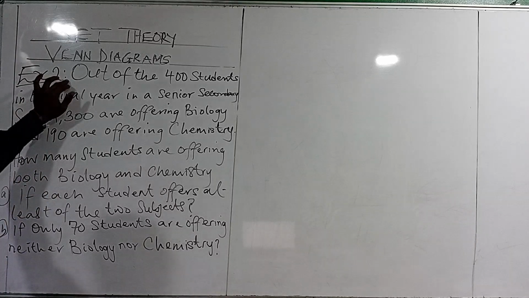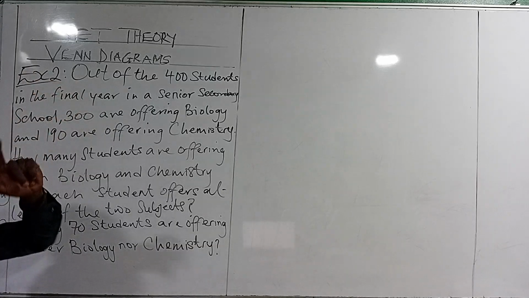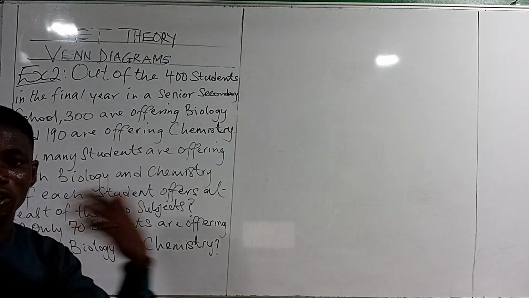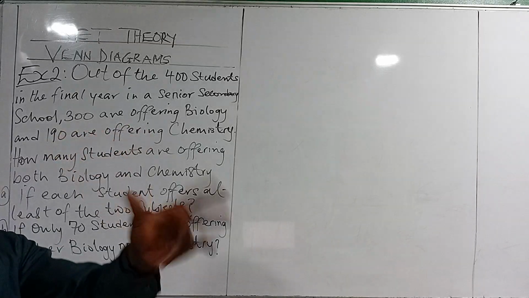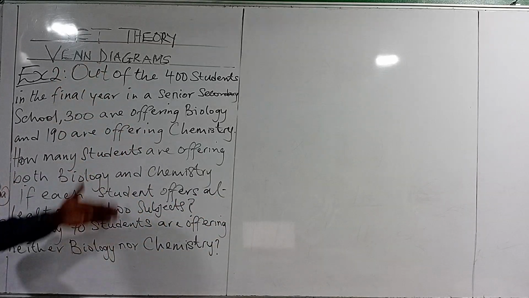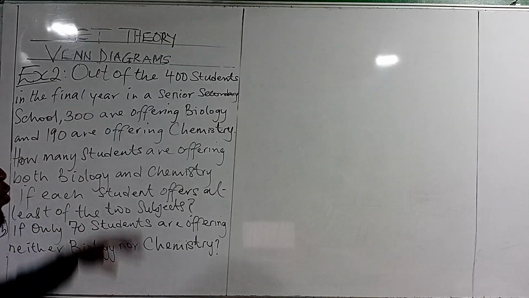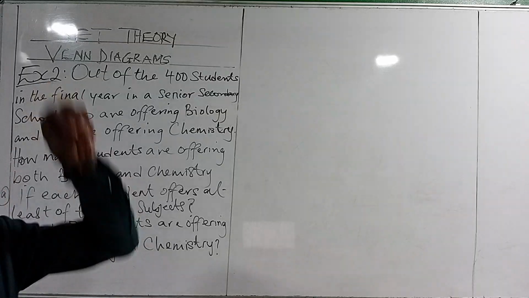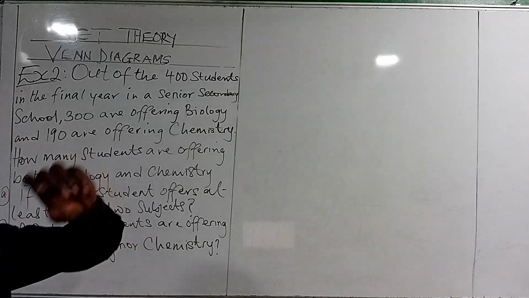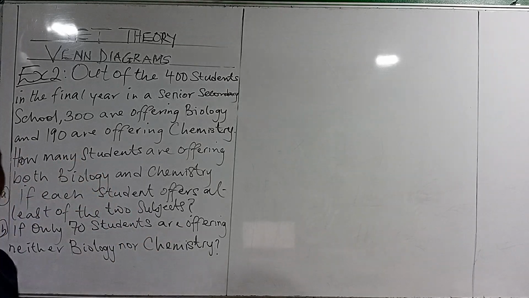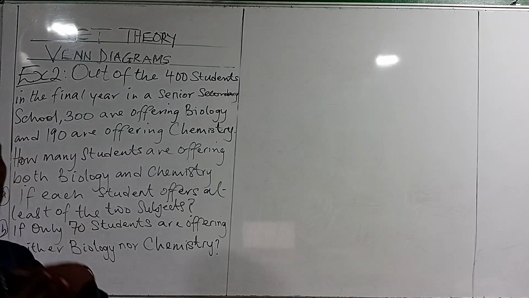Okay, let's take this as exam 2. Now, using a Venn diagram to solve problems in set theory is very simple. But don't look at the question and think, oh, the question is long, therefore it is difficult to solve. No, don't look at the length of the question. What you need is the ability to interpret the question. And once you can interpret the question, the problem is solved, the work is done.